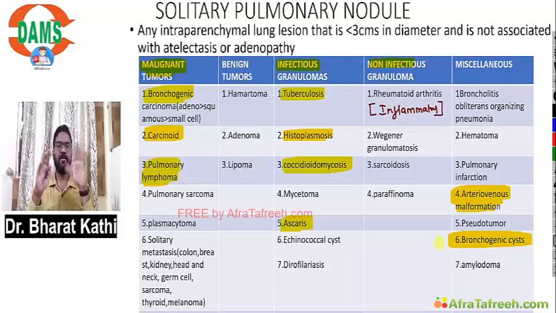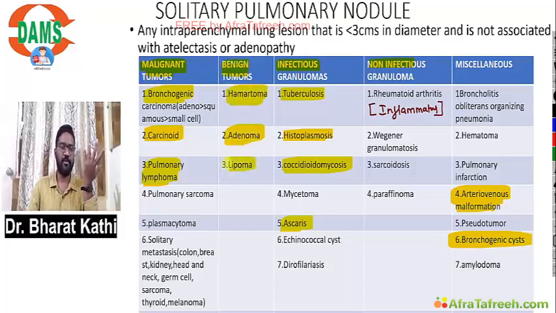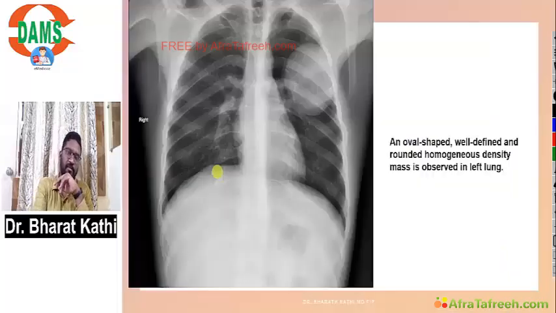So just divide it into tumor, again malignant and benign. Benign common ones are hamartoma, adenoma, and sometimes lipomas. Whereas malignant are bronchogenic carcinoma, carcinoid, pulmonary lymphoma. Infectious granulomas: tuberculosis, histoplasmosis, coccidiomycosis. Non-infectious: rheumatoid arthritis, Wegener's granulomatosis, sarcoidosis. And miscellaneous: AV malformations, bronchogenic cysts will be visible like a solitary pulmonary nodule.